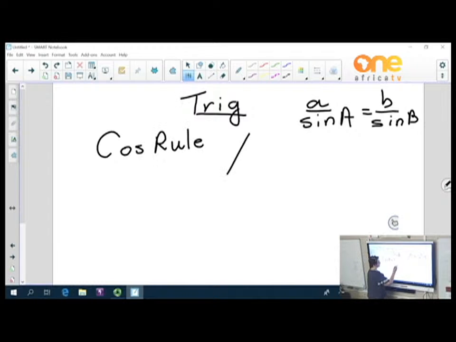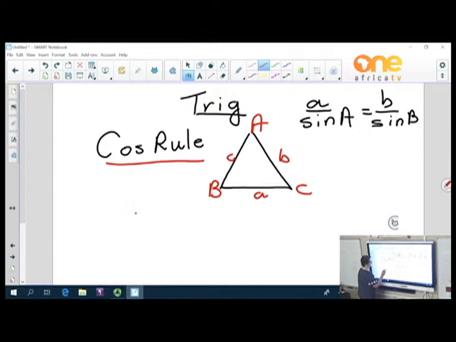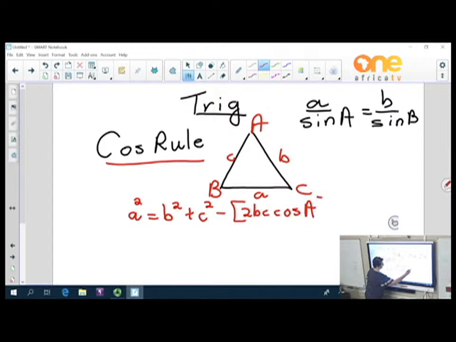Now let's just go back on what we said in the beginning. If this is triangle ABC, then this is side A, B, and C. The small letter is opposite the angle. Now the cosine rule says A squared is equal to B squared plus C squared minus 2BC cosine A. And you will see there's always this correlation. This is the side that you want, and that is the angle that you're going to use.